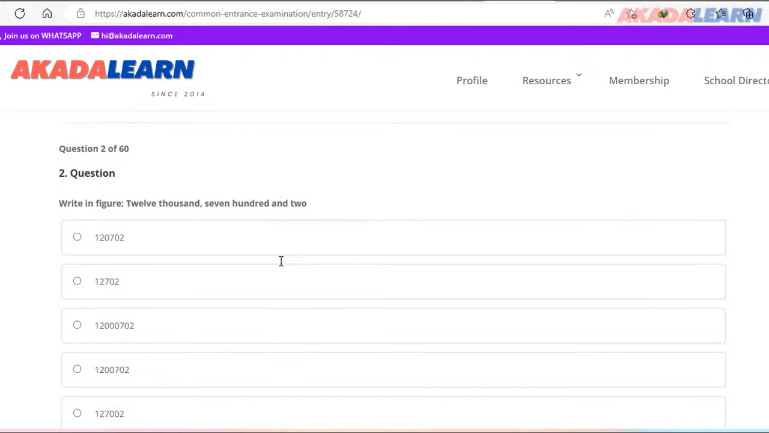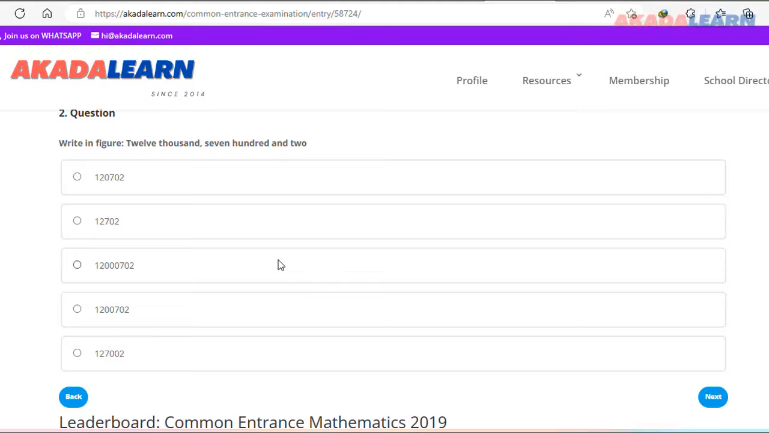So question 2: write in figures 12,702. Alright, so we can see options A to E here. Let's see how we can solve this question. So let's go over to the calculations side.